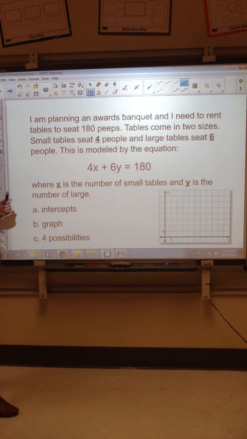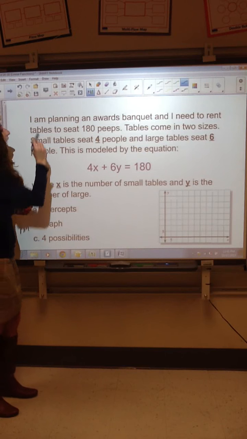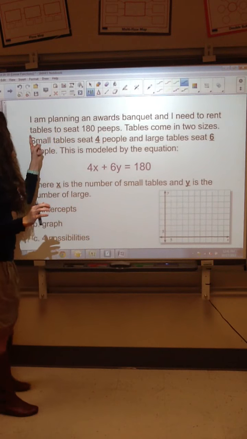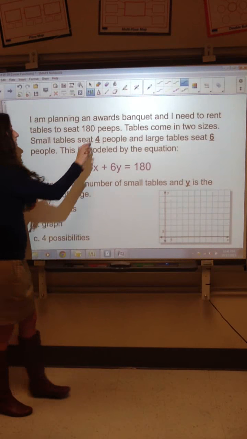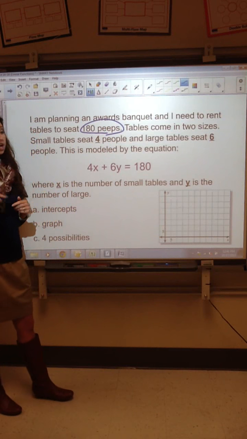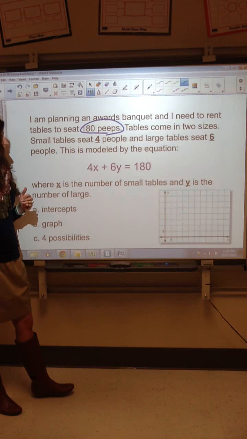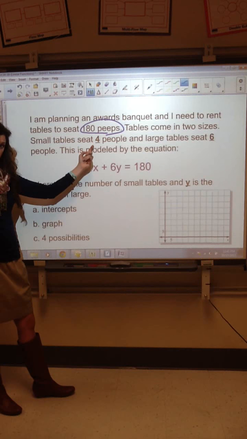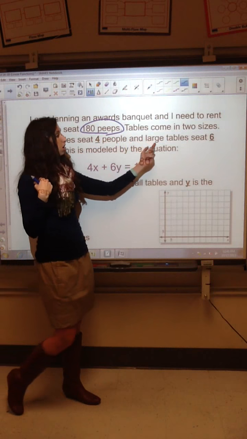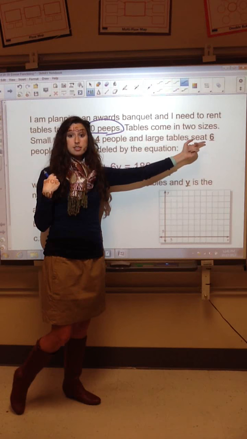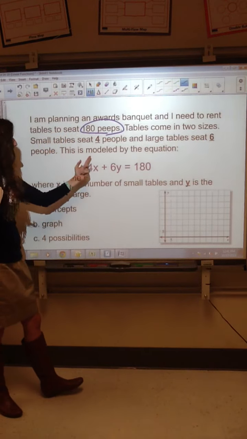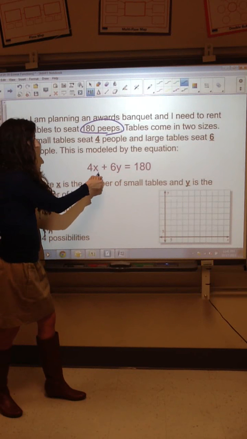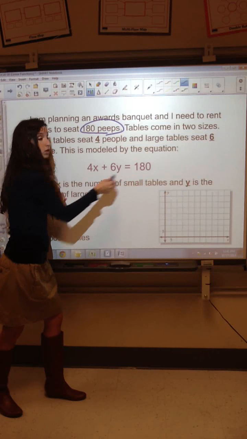Here's a word problem because you love them. I know. I am planning an awards banquet because I love to throw parties. I need to rent tables that are going to seat 180 people. Tables come in 2 sizes. I have small tables, and these only seat 4 people. Or I have large tables, and they're going to seat 6. This is modeled by this equation. 4x plus 6y equals 180.